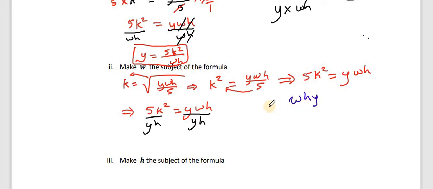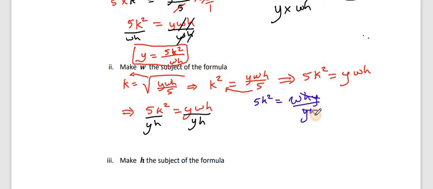And I want to find, so I could have written it like this. This is the same thing as 5k squared equals YWH. Just that the order doesn't matter with multiplying, remember? WHY is the same thing as YWH or YHW. The order doesn't matter for multiplication. So I'm dividing by YH. You see, the order doesn't matter.